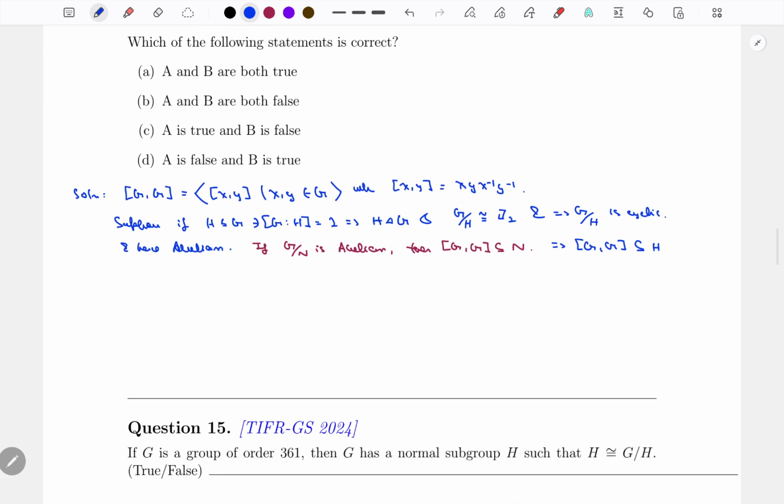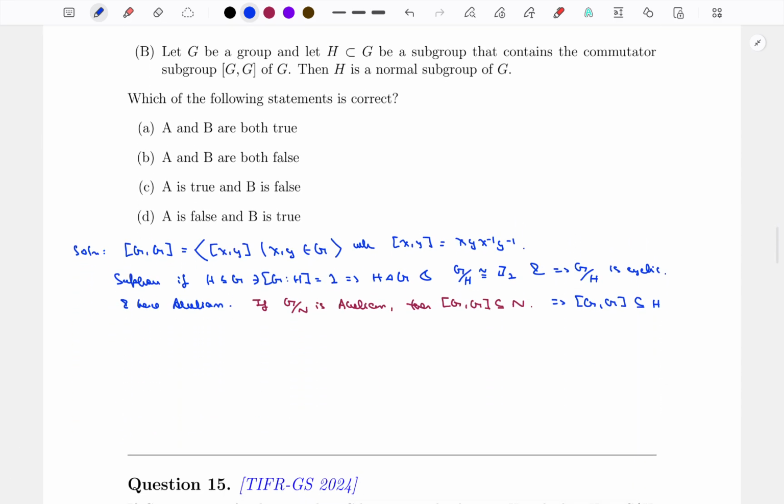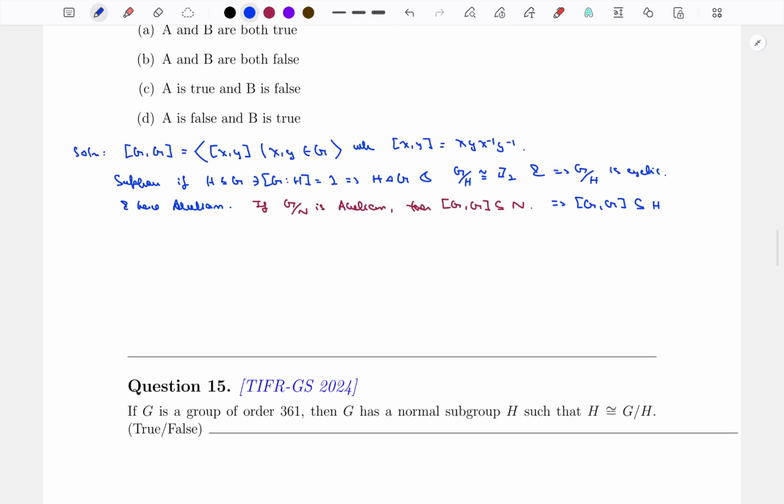What about the second statement? It's saying that the commutator is contained in H. What can we say about the normality of H? Let me just phrase it first, which I just said. That is, the commutator is the smallest normal subgroup of G such that G mod it, the quotient, is abelian. So if I take this to be H, the quotient is abelian.